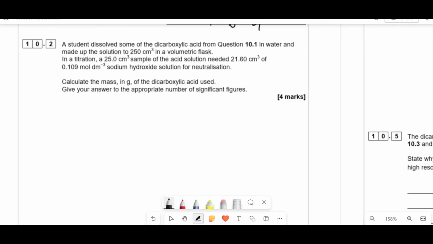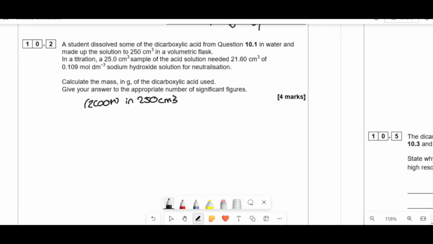A student dissolved some of this dicarboxylic acid in water and made up the solution in a volumetric flask, then titrated it, and they got that. Now calculate the mass in grams of dicarboxylic acid. You'd be surprised how many people jump into this without trying to do anything, and just go, oh, I'm a genius. Like, don't, come on, step by step it. What they did is they got this dicarboxylic acid, which I'm going to write as this with 2 COOH because I'm lazy, and they made it up to 250 cm³.